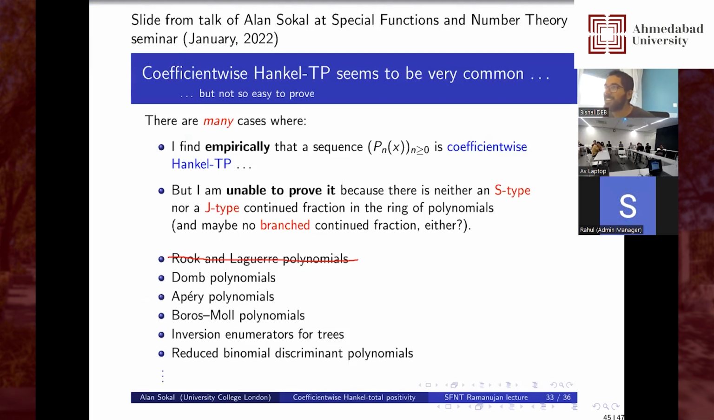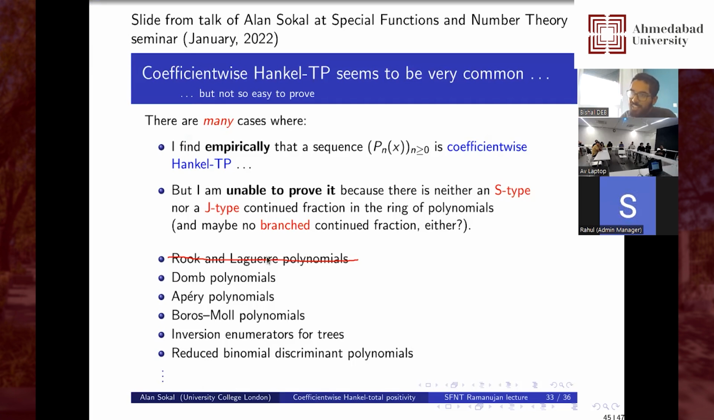So I have copied another slide from a talk that Alan Sokal gave at this seminar series which Gaurav Bhatnagar runs, Special Functions and Number Theory. Here again, he says that there are many cases where he finds empirically that a sequence of polynomials is coefficient-wise Hankel totally positive, but he is unable to prove it because there is neither a Stieltjes-type continued fraction nor a Jacobi-type continued fraction in the ring of polynomials, and maybe no. I did not mention another technique, branched continued fractions, which I did not go into in this talk. And then he puts a list of conjectures.